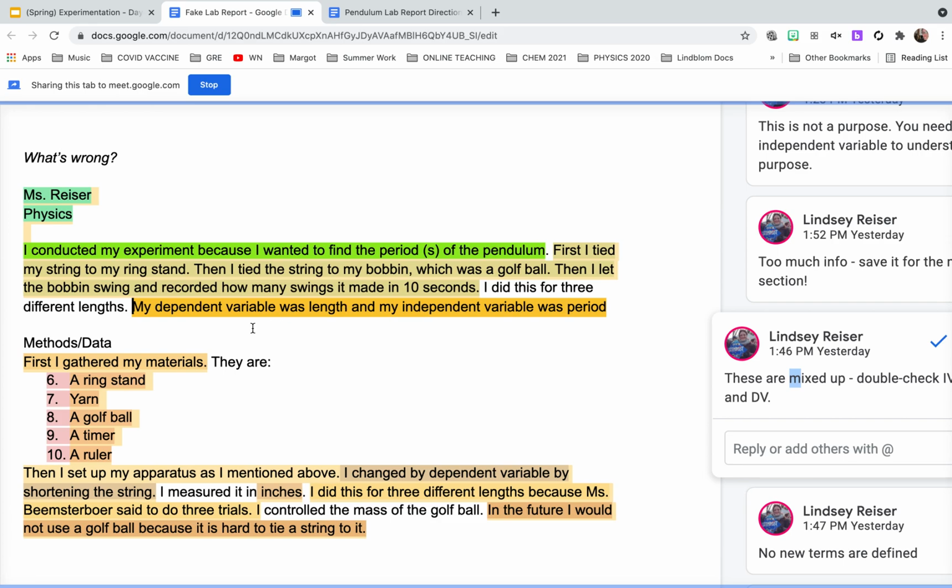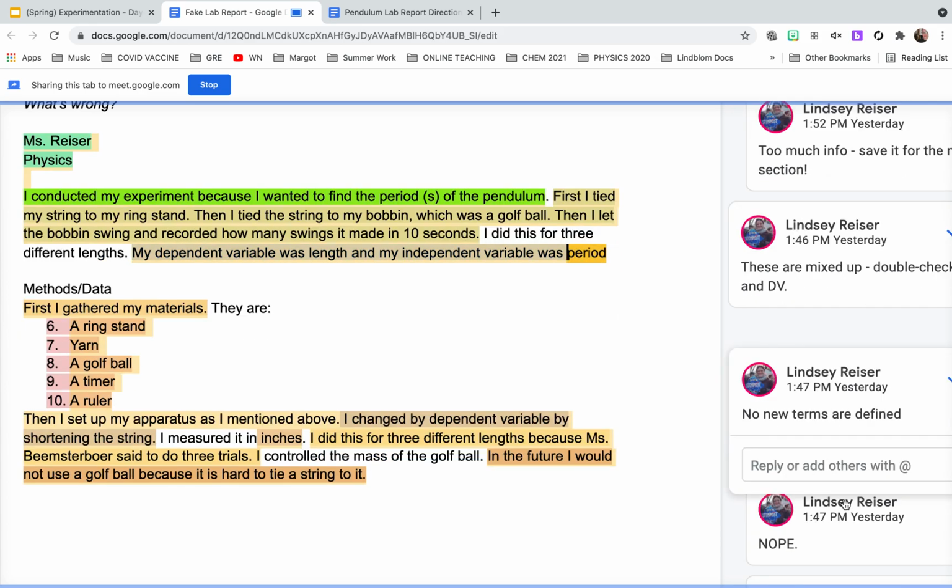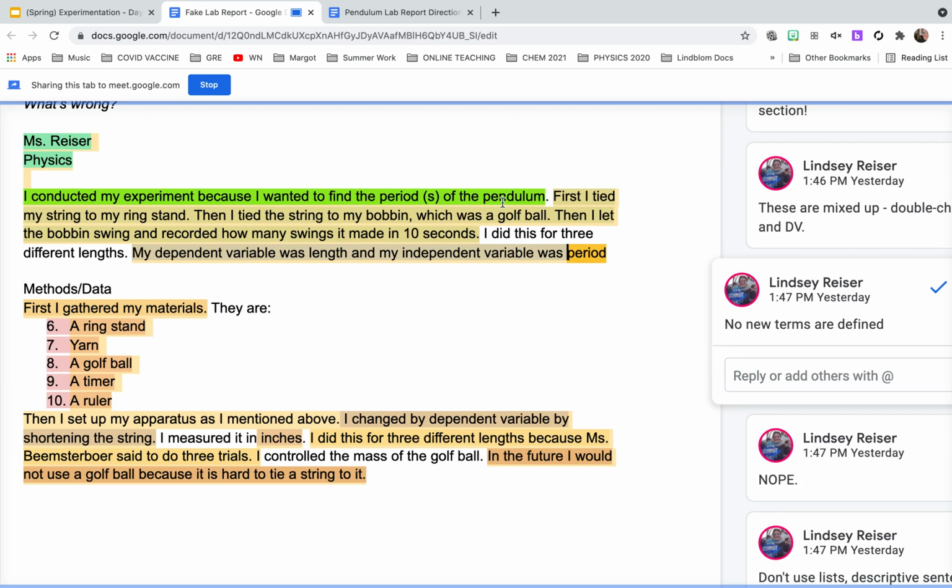Okay, and then finally, "dependent variable was length and independent variable is period." That's incorrect, okay? Also, there are no new terms defined, okay? That's also something within the rubric that you have to do.